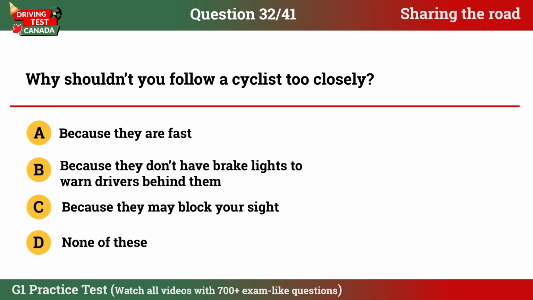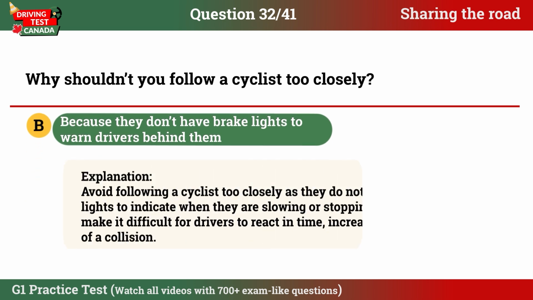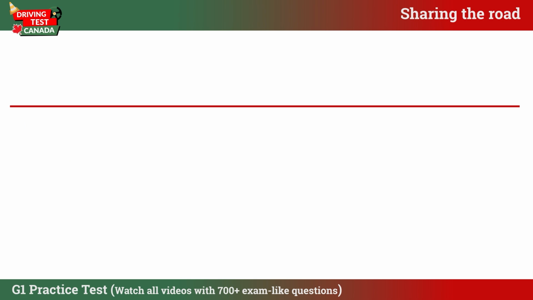The correct answer is B. Because they don't have brake lights to warn drivers behind them. Explanation. Avoid following a cyclist too closely, as they do not have brake lights to indicate when they are slowing or stopping. This can make it difficult for drivers to react in time, increasing the risk of a collision.